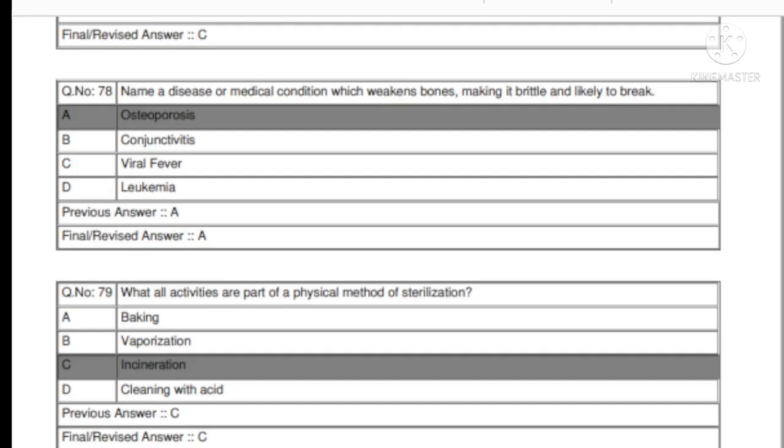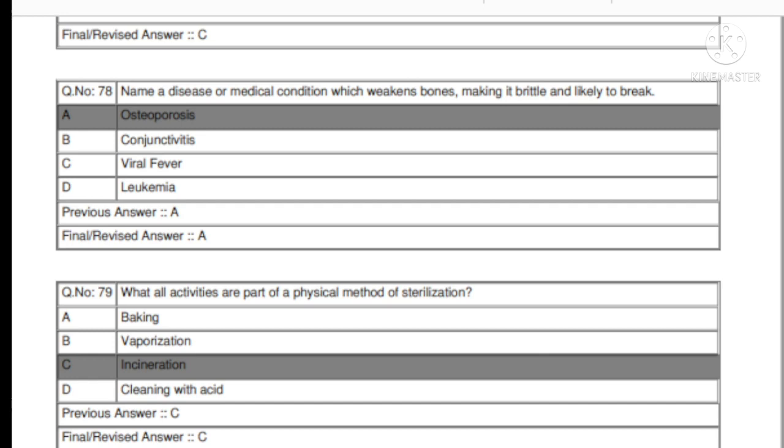Question number 78. Name a disease or medical condition which weakens bones, making it brittle and likely to break. A. Osteoporosis. B. Conjunctivitis. C. Viral fever. D. Leukemia. Obviously the answer is A, osteoporosis. In osteoporosis, it is a medical condition which weakens bones, making it brittle and likely to break. Conjunctivitis is related to eye. Viral fever is something else. Leukemia is a type of blood cancer.